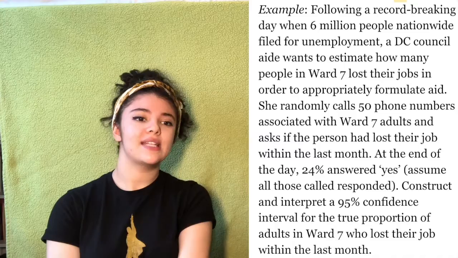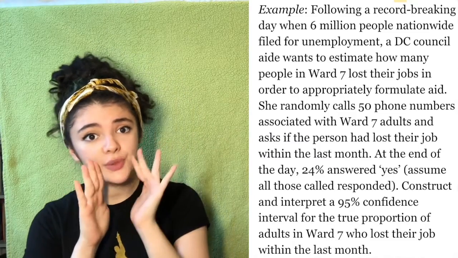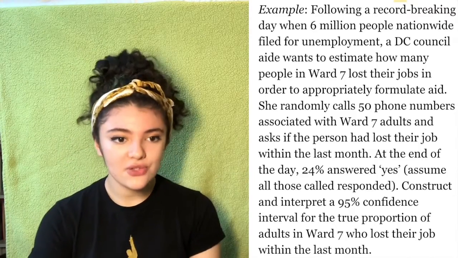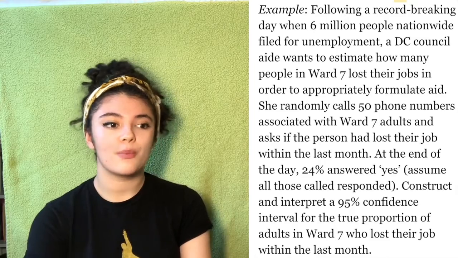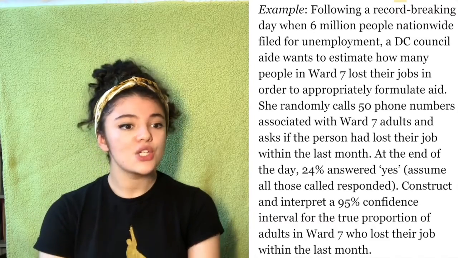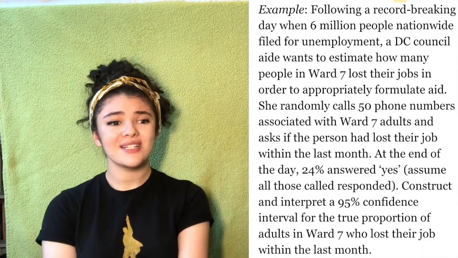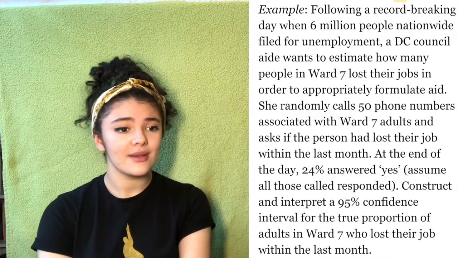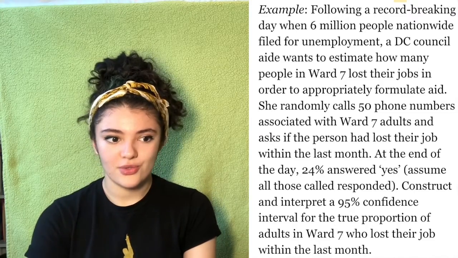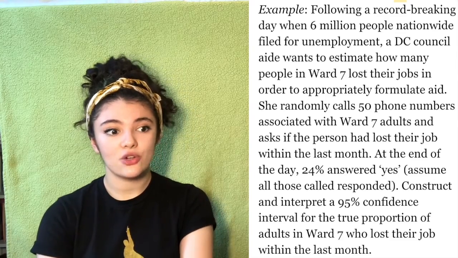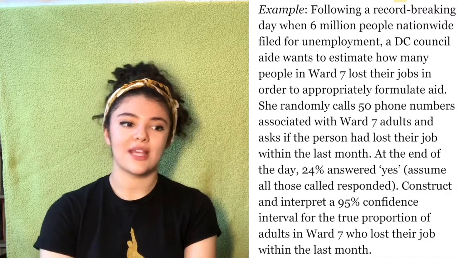Following a record-breaking day when 6 million people nationwide filed for employment, that is true, the rest of the problem is not, a DC Council aide wants to estimate how many people in Ward 7 lost their jobs in order to appropriately formulate aid. She randomly calls 50 phone numbers associated with Ward 7 adults and asks if that person had lost their job within the last month. At the end of the day, 24% answered yes. Assume all those called responded. Construct and interpret a 95% confidence interval for the true proportion of adults in Ward 7 who lost their job within the last month.